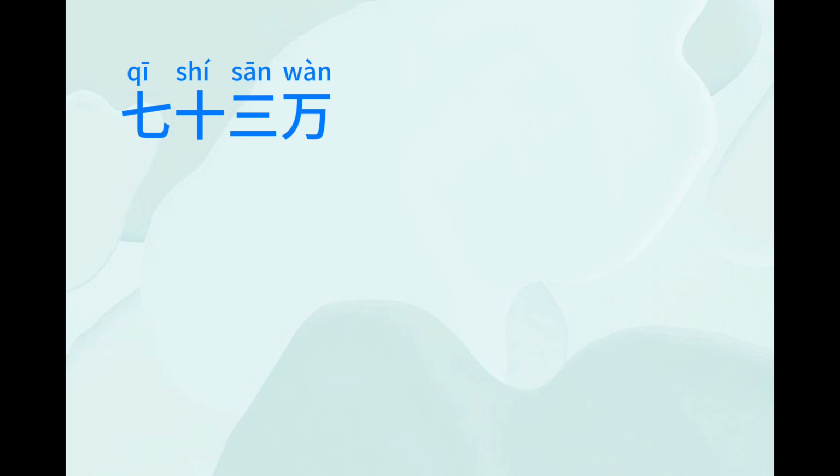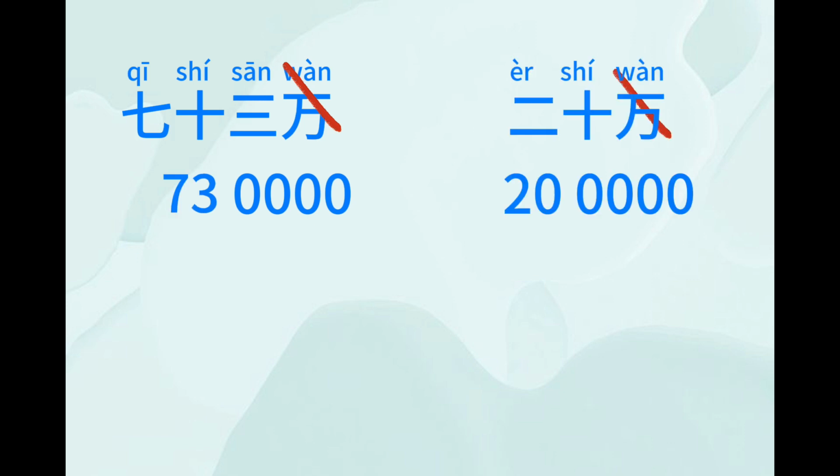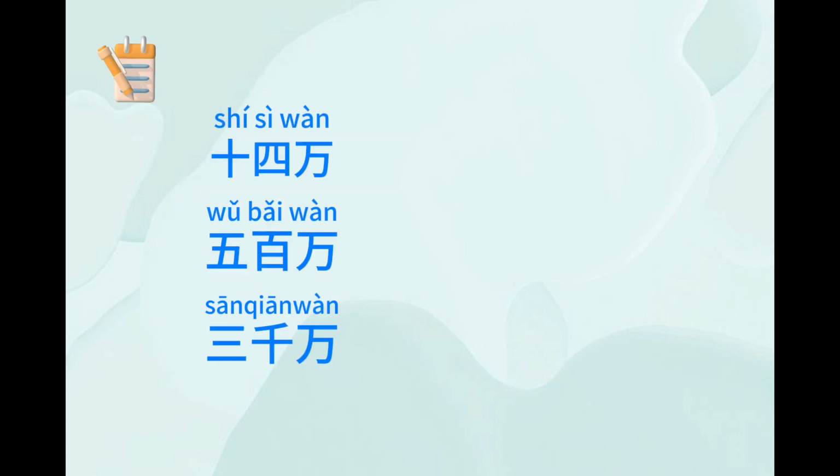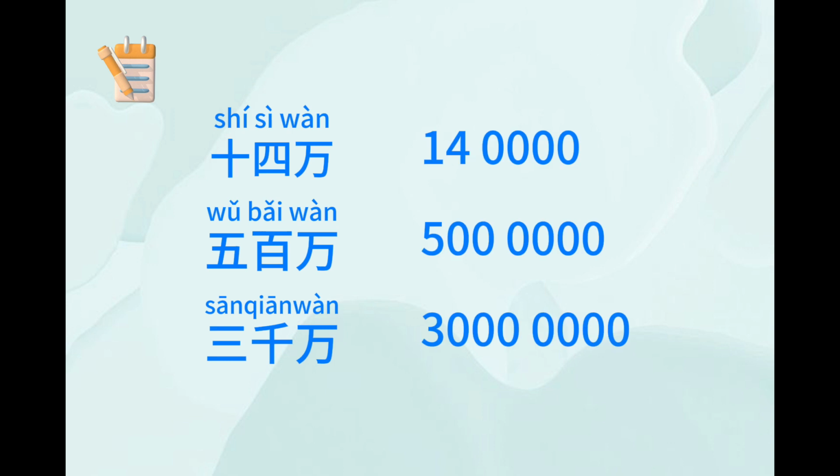73万. Remove 万 and then put 4 zeros. And then we get this number. 20万, 5万. Now your turn. Grab a pen and write them down. Not bad, right? Hey, what about this?